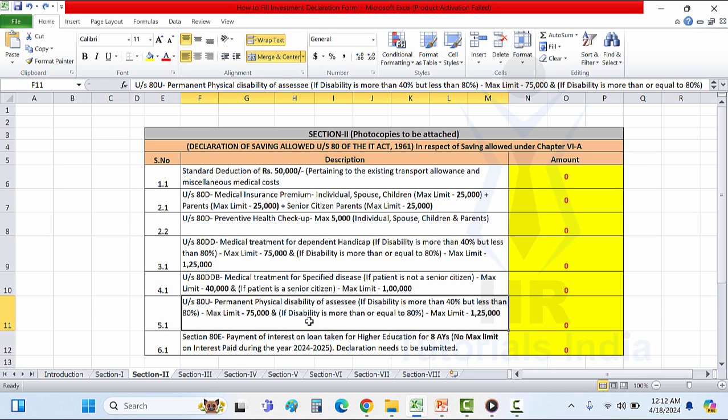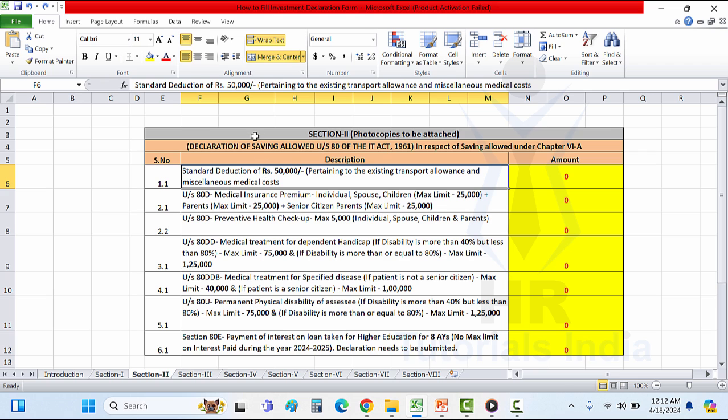Under Section 80U, permanent physical disability, which means if the disability is more than 40% but less than 80%, then the maximum limit will be 75,000, and if the disability is more than or equal to 80%, then the maximum limit is 1,25,000. Then finally comes Section 80E under Section 2, which is payment of interest on loan taken for higher education, and it is for a maximum of 8 assessment years, and the interest is fully exempted.